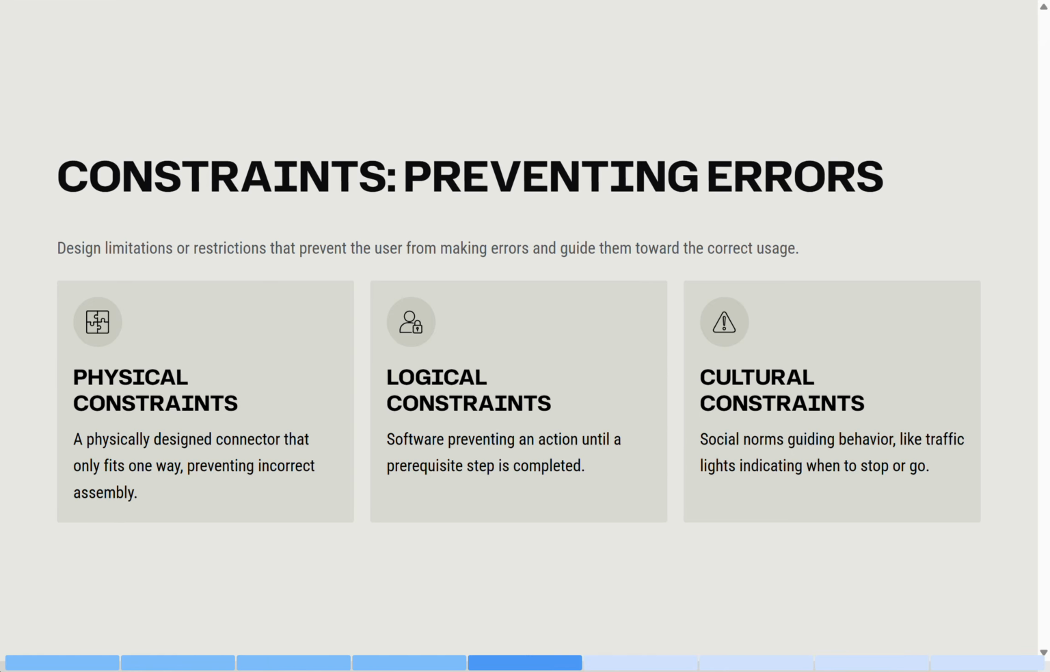Next, we have constraints. Constraints limit the number of possible actions and prevent mistakes. There can be multiple types of constraints: physical, logical, and cultural. A physical constraint can be that your phone charger only fits the port in your phone one way, not both ways. A logical constraint can be when you're filling out a Google form. The form won't let you go ahead until you've filled out all the required fields in the form. A cultural constraint can be driving on one side of the road instead of the other. Constraints make wrong actions impossible or difficult, which helps users reach the correct behavior.